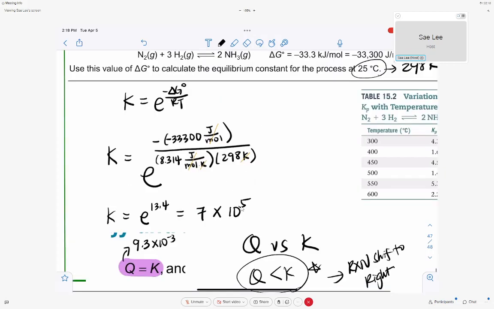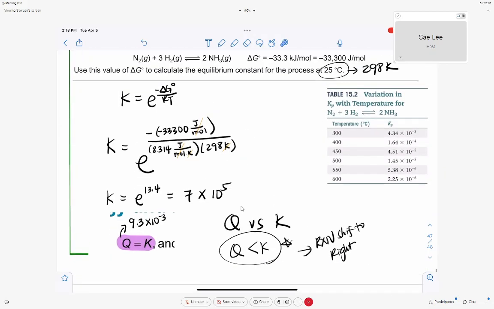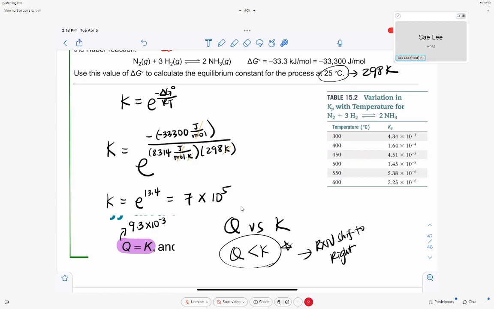And again, if the Q value equals K, the reaction will be at perfect equilibrium.